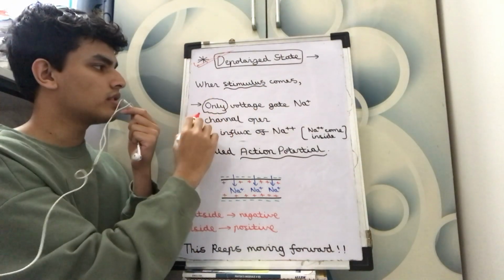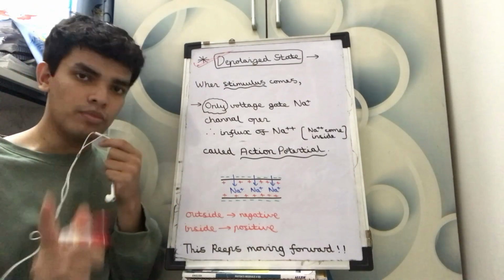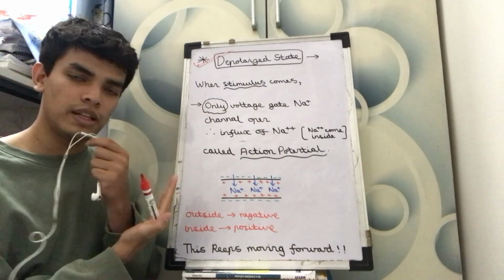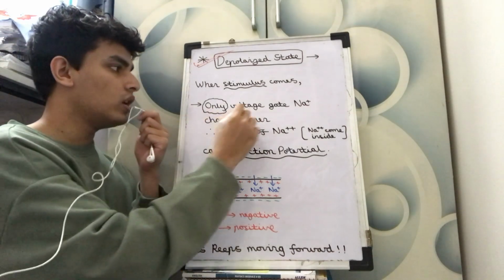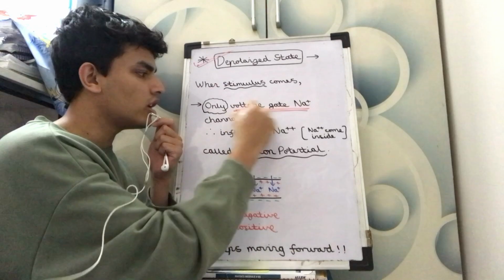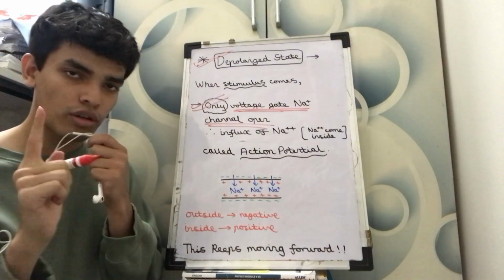So when the stimulus comes, now everything that I've written here, it can be MCQ. So this is very, very important. Please note it down and learn it. Fix it in your brain. Only voltage gate sodium channels open. This only carries your 4 marks.